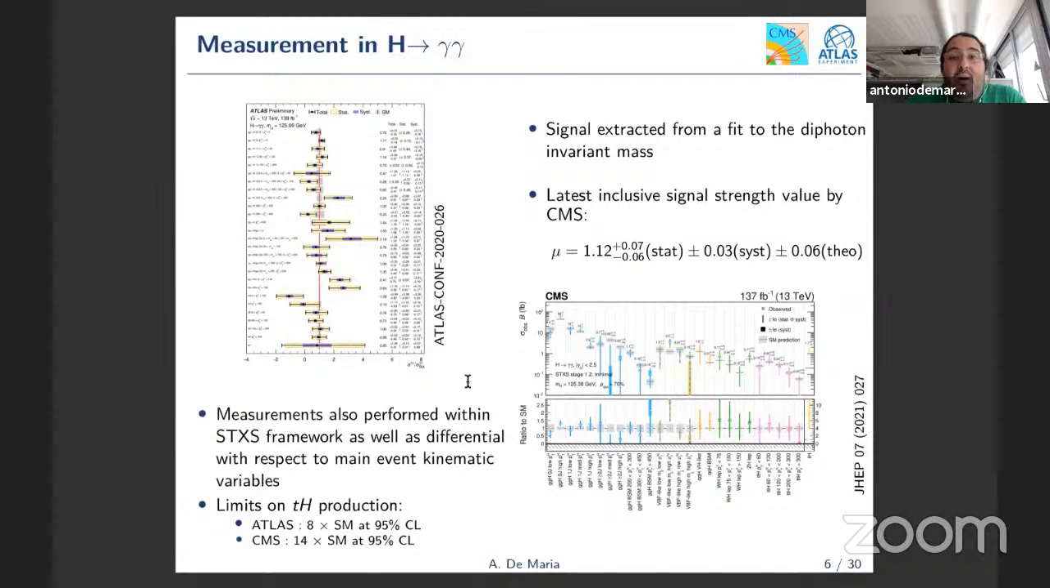And from gamma gamma, we have also the first limits on the TH production, which is a pretty rare production mode of the Higgs boson at LHC. And here I just reported the observed value, and we are at 8 times the standard model prediction at 95% confidence level, while for CMS we are at 14.